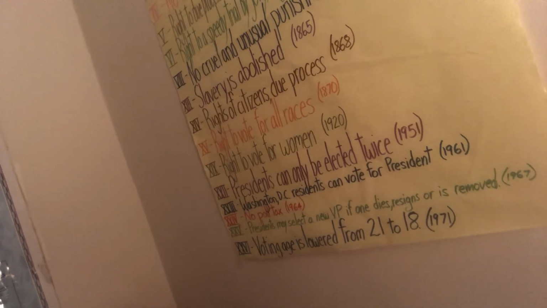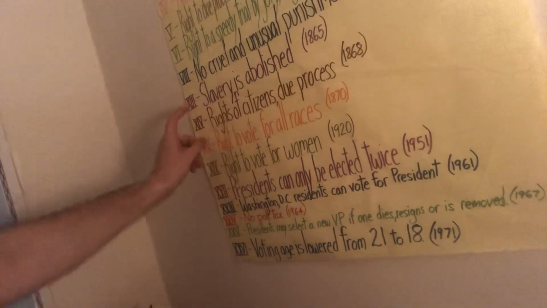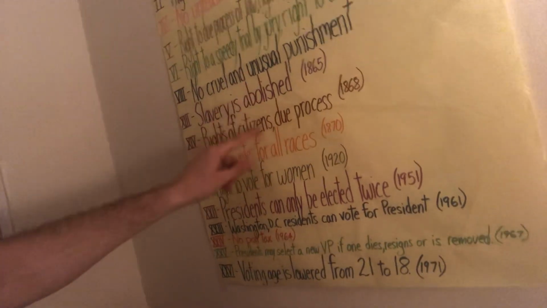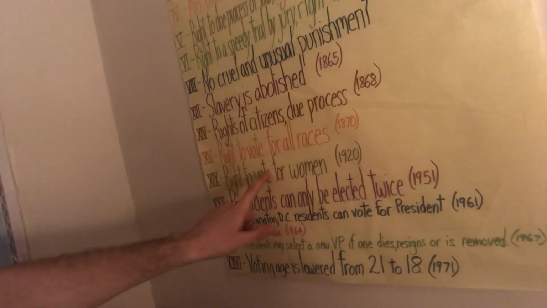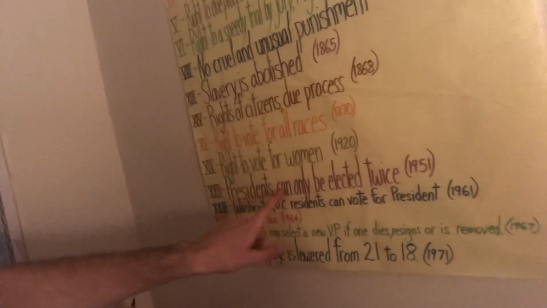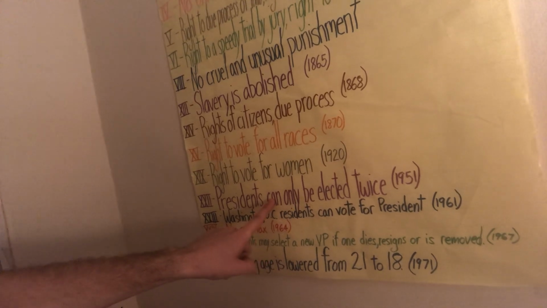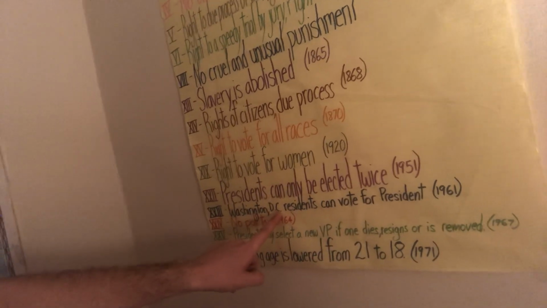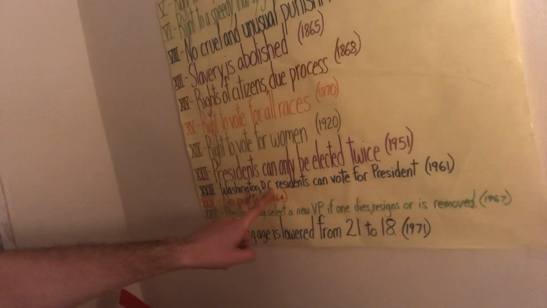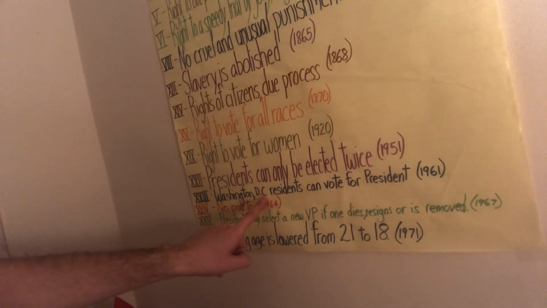And then through the years, there have been more and more amendments. And I listed some of them. 13, 14, and 15 all came right after the Civil War. 19 is the right of women to vote. 22 is presidents can only be elected twice. 23, Washington, D.C. residents are finally allowed to vote for president.